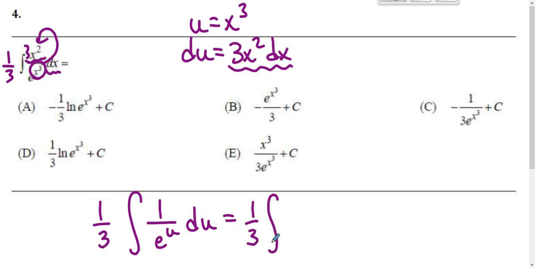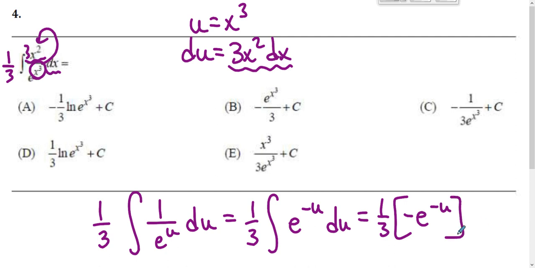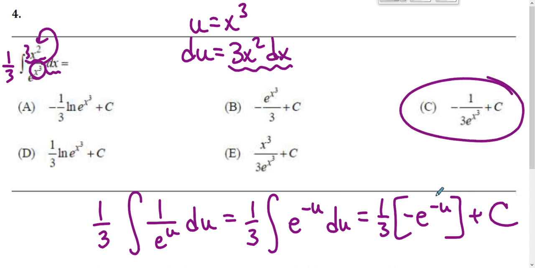Well, we remember that 1 over e to the u is just e to the negative u. This is not calculus, this is algebra. Now it's time for calculus. The antiderivative of e to the negative u is negative e to the negative u plus a constant. And that means that our answer is hanging out here. But I'm going to leave it up to you to decide why that's true.